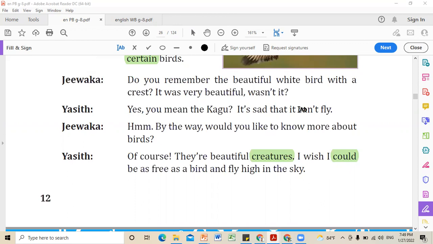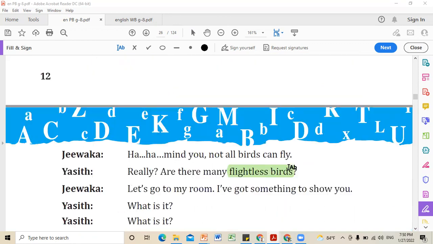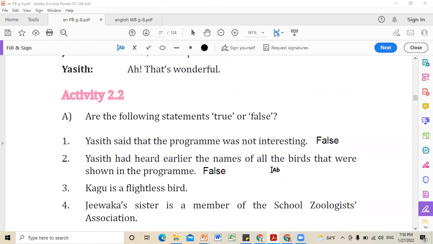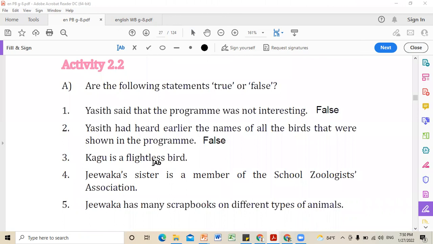Hirusha? Yes, teacher. Third sentence. Now we have to find whether this is true or false. Kagu is a flightless bird. Is it? Yes, teacher. True, Kagu is a flightless bird. Yes, so it is true.